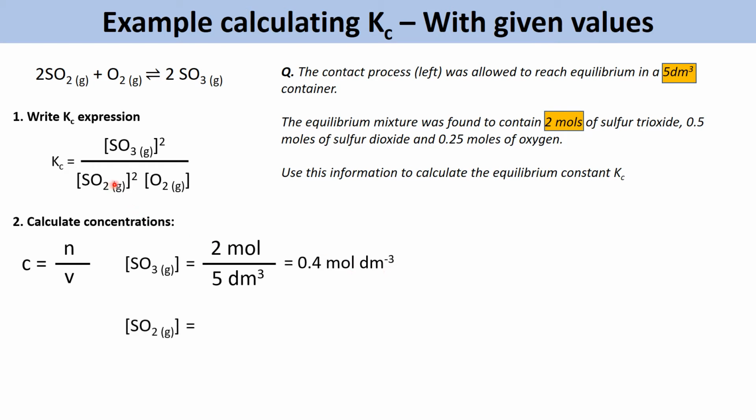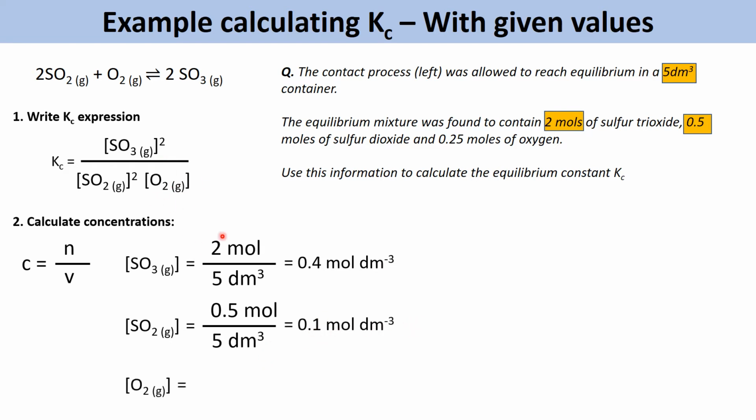Let's move on to SO2 here. How many moles of it have we got? Well, let's have a look over here. 0.5 moles of sulfur dioxide, and the volume's the same. It's going to be the same for all of them because they're in the same container. So that's going to be 0.5 divided by 5, giving us 0.1 moles per decimeter cubed.